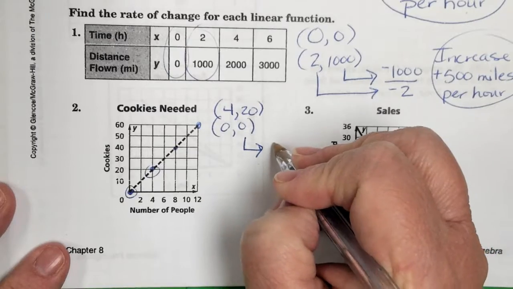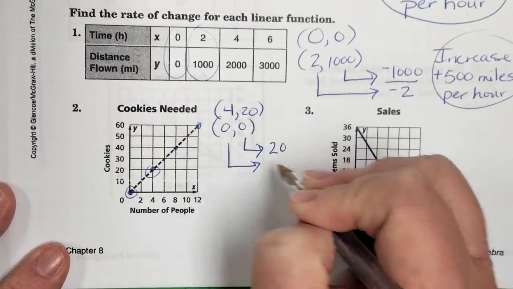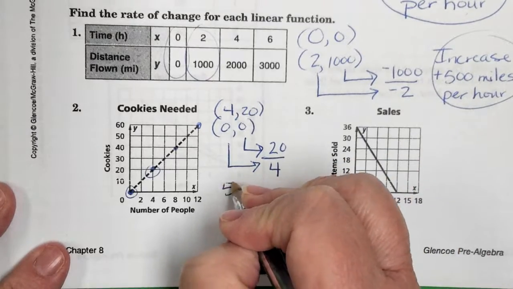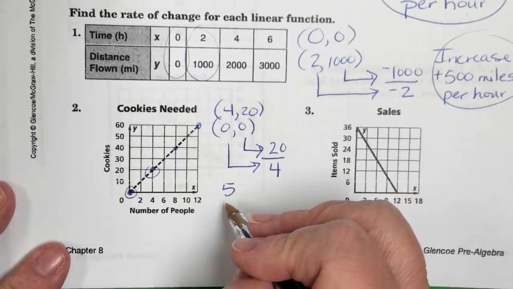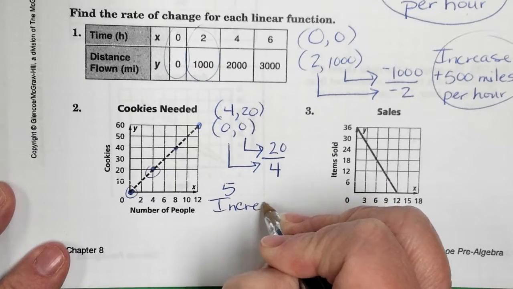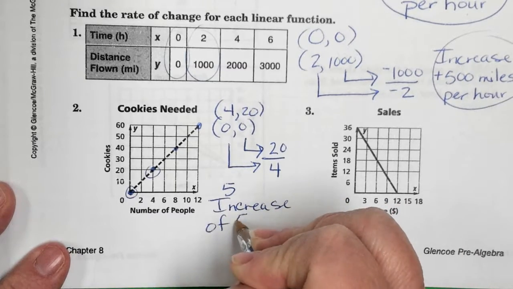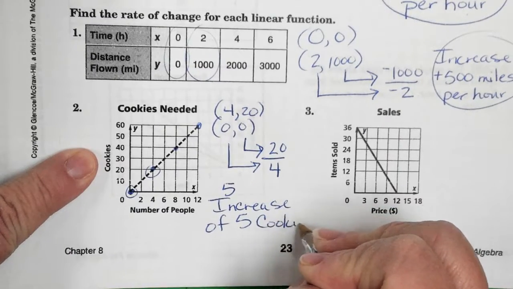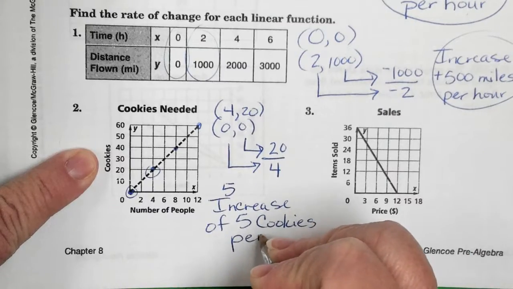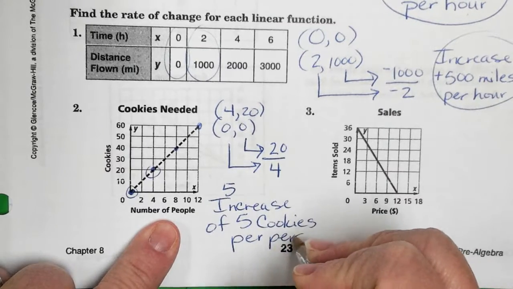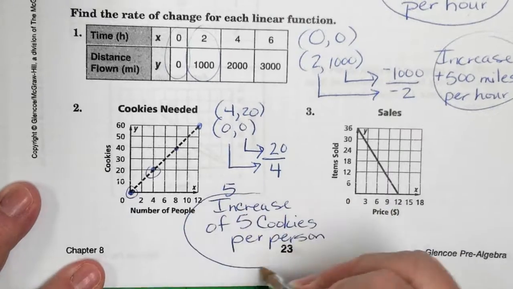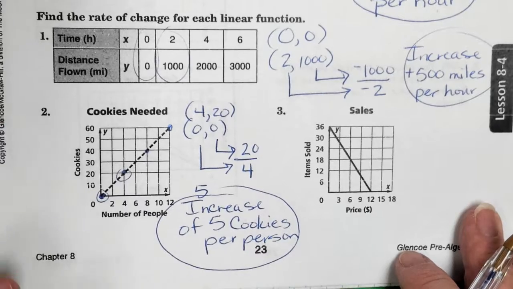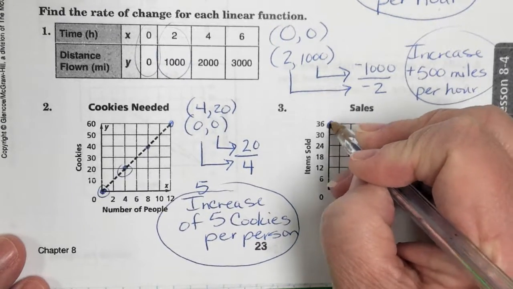Y minus y is 20. 4 minus 0 is x minus x equals 4. That simplifies to 5, and our answer is positive. So it's an increase of 5, looking at our y-axis, cookies, per person. And there's our answer.